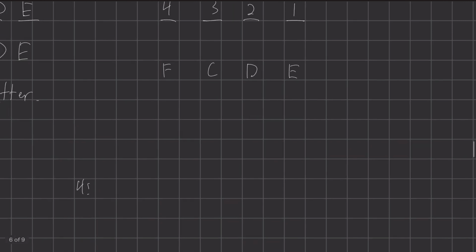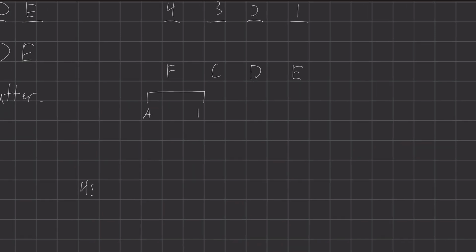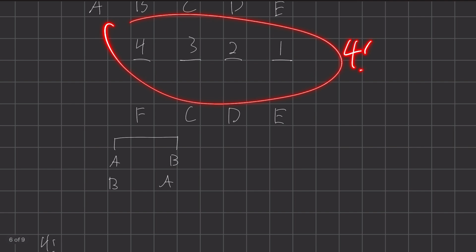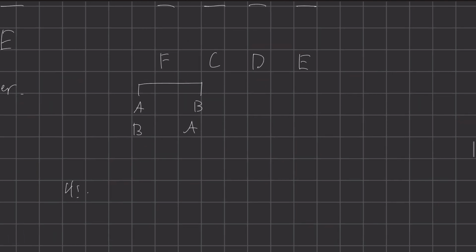So here, I'll write down the 4 factorial right here. But you also note that F can be AB, or it can also be BA. That means that for each of these 4 factorial ways, for every single one of them, there's an alternative, and that's going to be this right here, BA. So for each of the 4 factorial ways, if there's another arrangement, then we can simply just multiply the 4 factorial by 2.